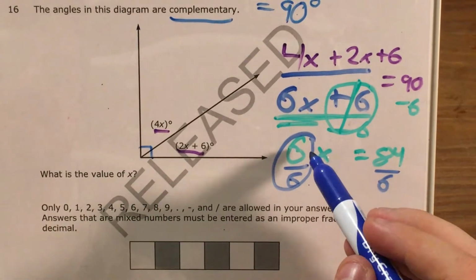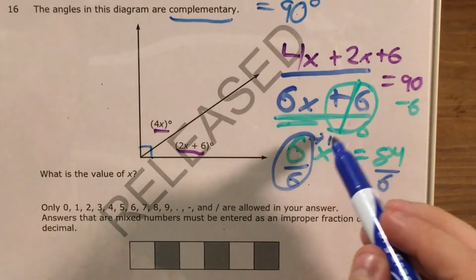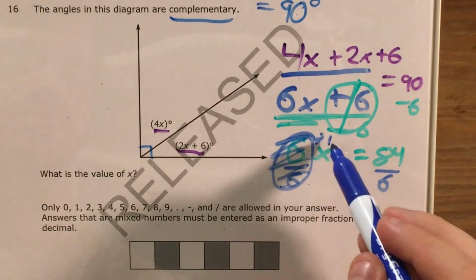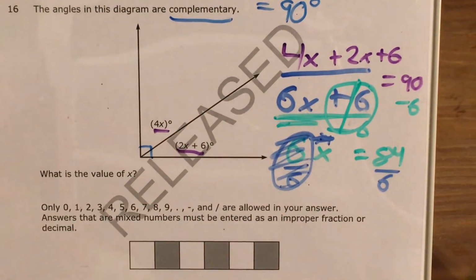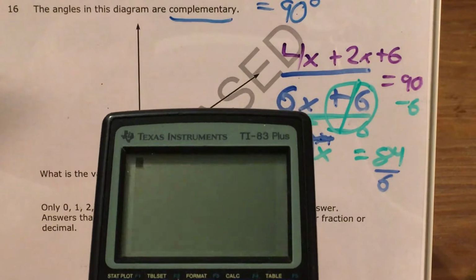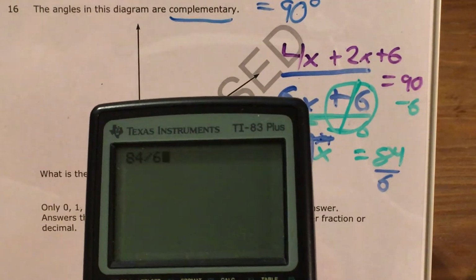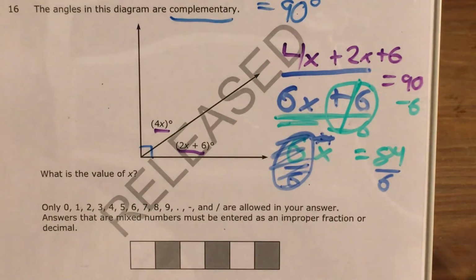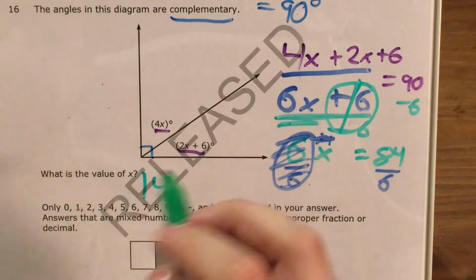6 divided by 6 is going to just give us 1. But if I say 1x, I don't even need to write the 1 down, so this just gives me x equals whatever 84 divided by 6 gives me. And now I'm definitely going to pull out my calculator and try to figure out 84 divided by 6, and that gives me 14. So after all that work, this is my answer. X equals 14.